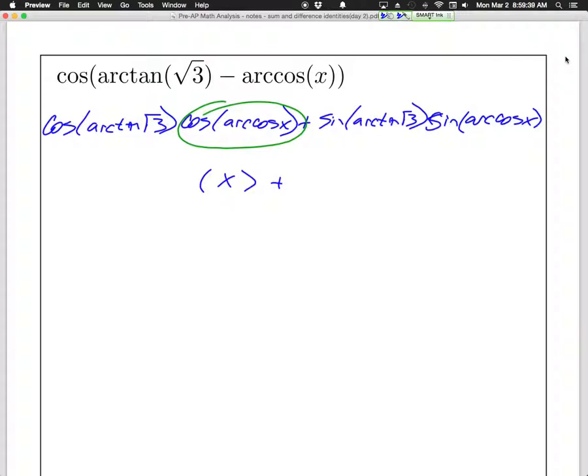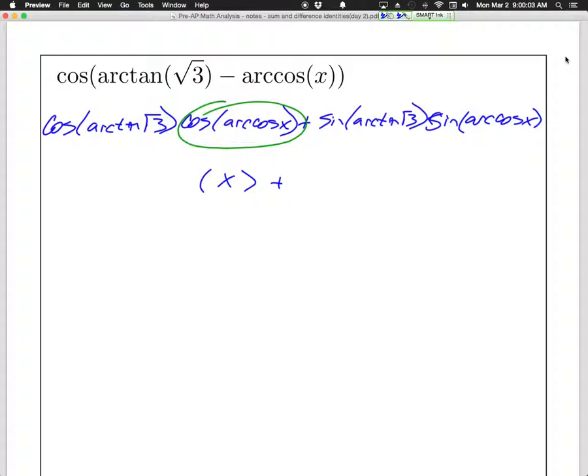Okay, now what's different about this problem versus the first one we did? There's a different trig function. This one has arctangent in it. What else is different? It's not all x's. We have a number in here.